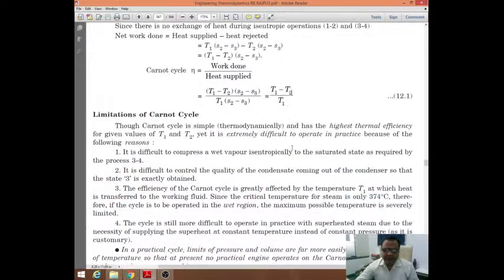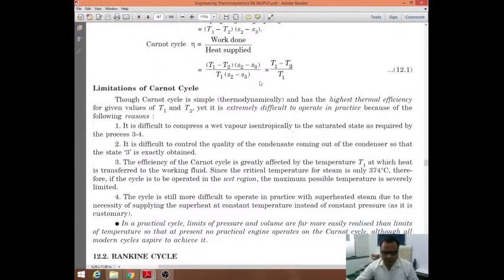Now, what are the limitations of the Carnot cycle? Although we know through our experience and understanding of the Carnot cycle that it gives us the maximum efficiency for any cycle operating between two temperature limits, as Carnot engine is a reversible engine or reversible cycle, it gives us the maximum efficiency. No practical cycle can give us efficiency more than the Carnot efficiency.